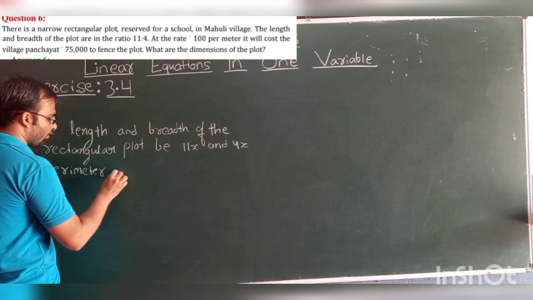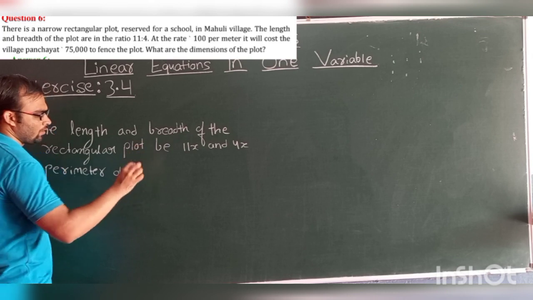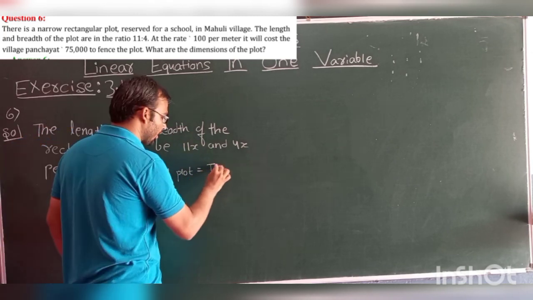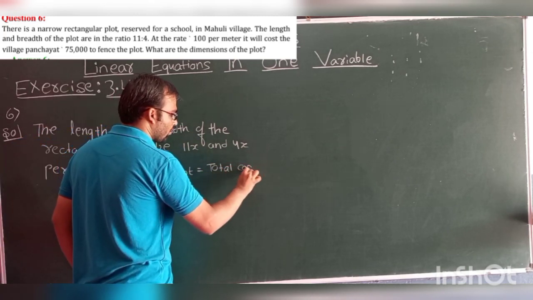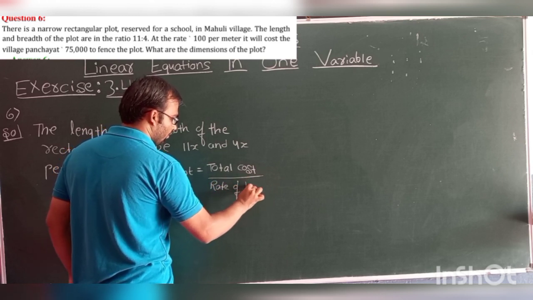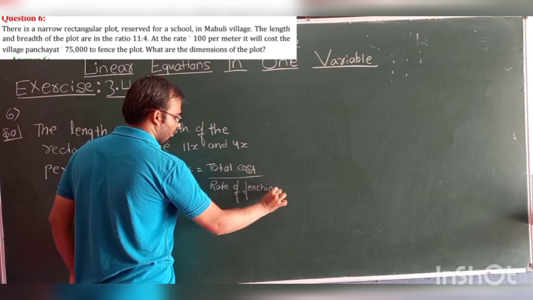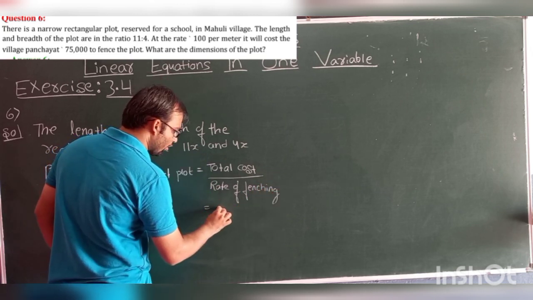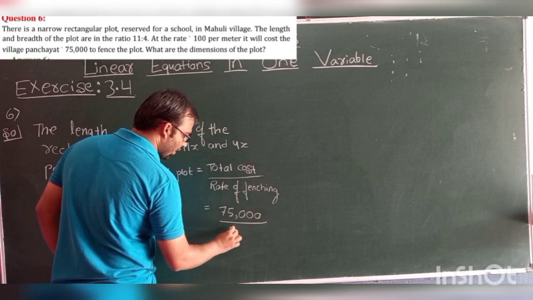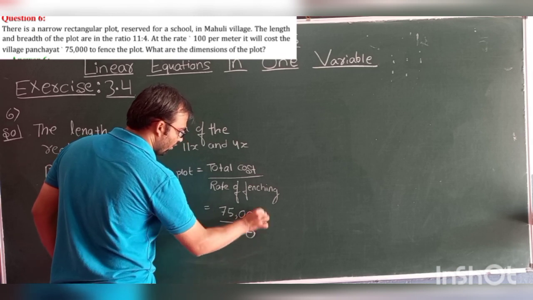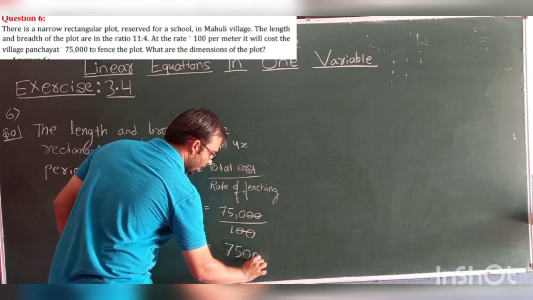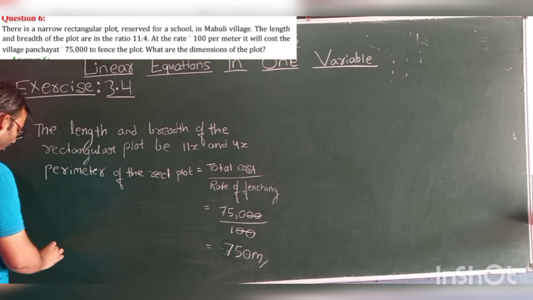Perimeter of the rectangular plot equals total cost divided by rate of fencing. Okay. Total cost is how much? 75,000. And the rate of fencing is what? 100 rupees. The zeros get cancelled. What we have got? We have 750 meter. What is this, students? This is the perimeter.